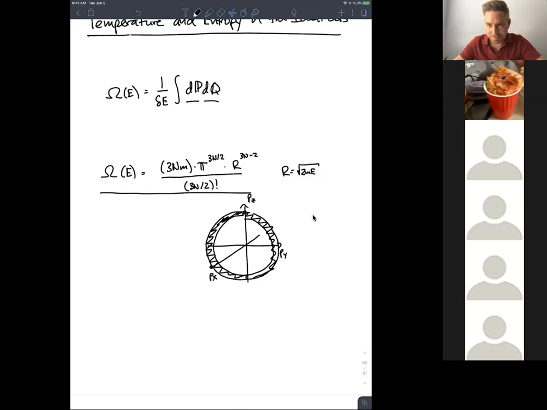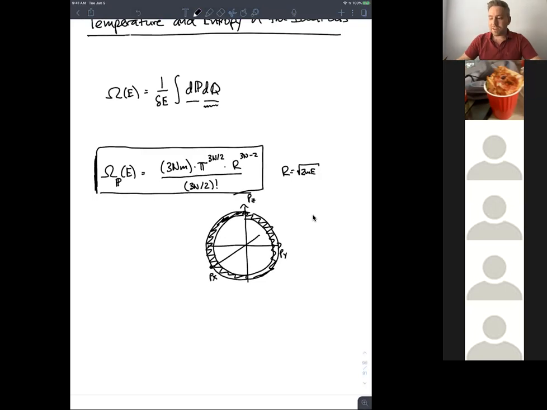We got this from looking at the number of states available to us in momentum space, right? We haven't talked at all yet about positions. So I was telling a little bit of a fib to you. This expression here is only part of the density of states. Specifically, this is the density of momentum states. To be more precise, I should call this something like omega sub p of E. So this tells us all of the momentum states that are available to us.